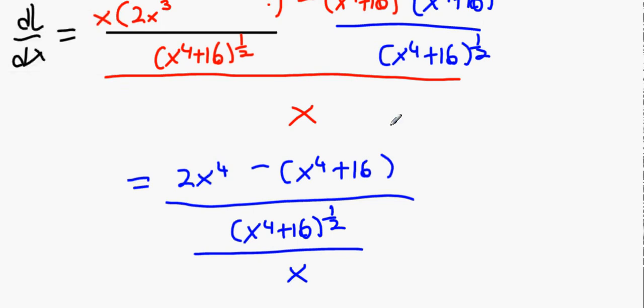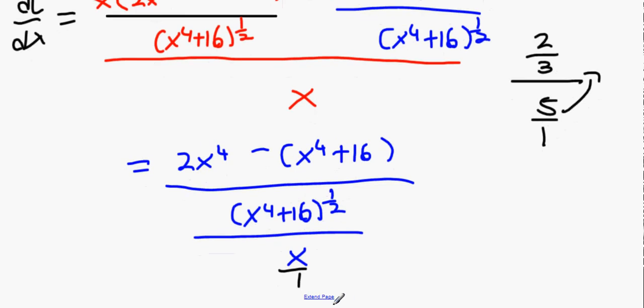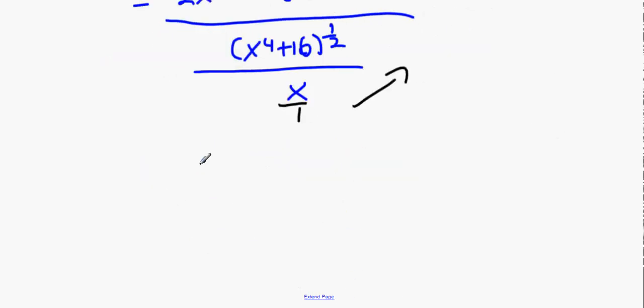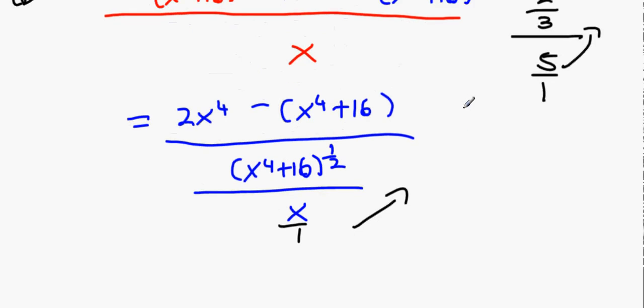What we're going to do is, when we have a fraction divided by a number, we bring the number up and turn it upside down. So we bring this up and turn it upside down, so it then becomes 1 over x.